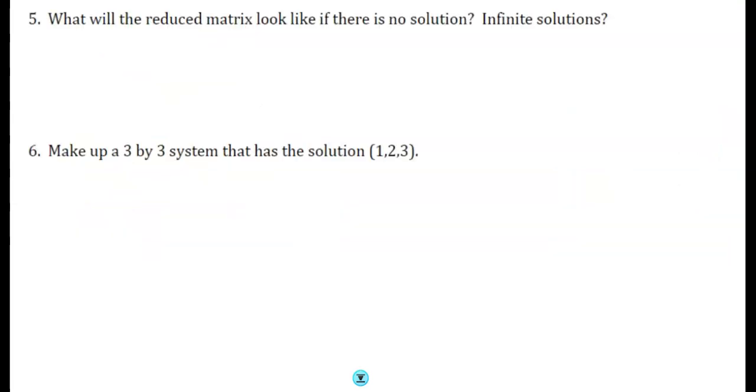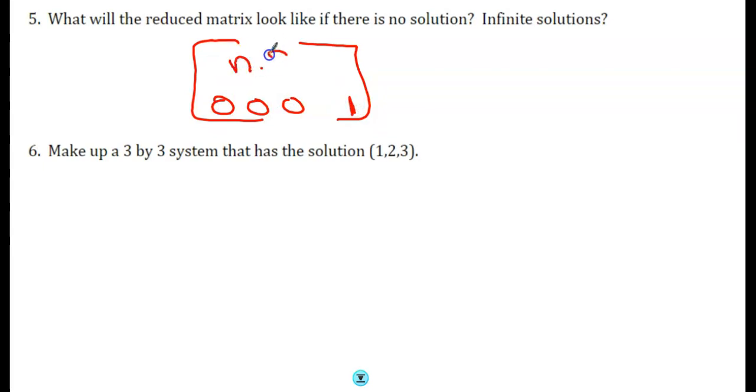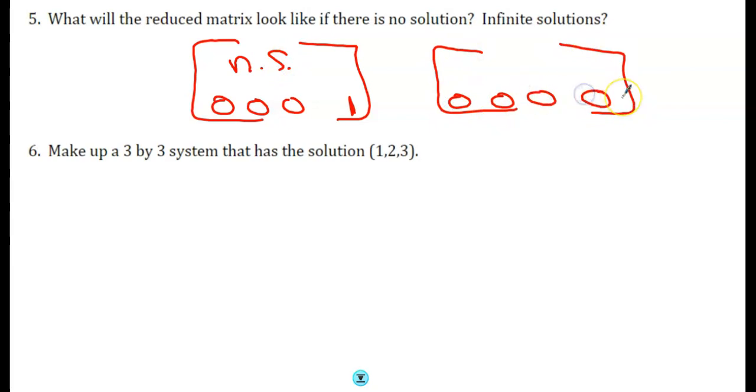All right, what will the reduced matrix look like if there's no solution? So we already talked about that. That means that you're going to have all zeros equaling 1 would be a no solution. Infinite solutions would mean the last row would be all zeros.